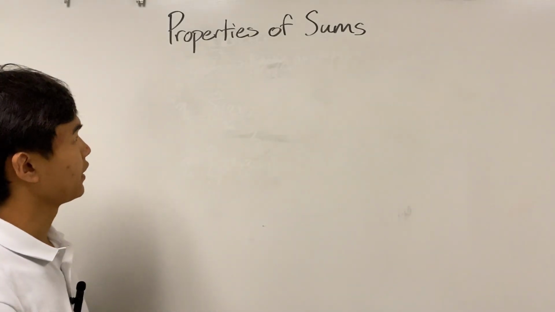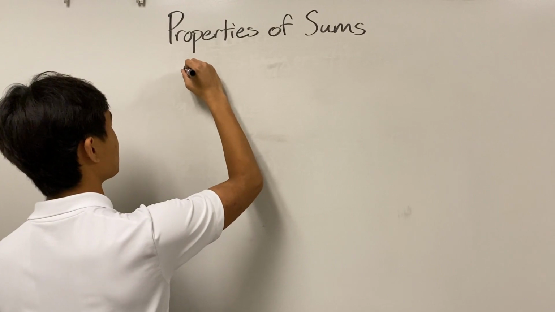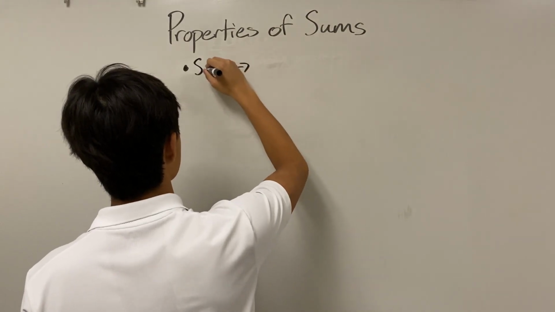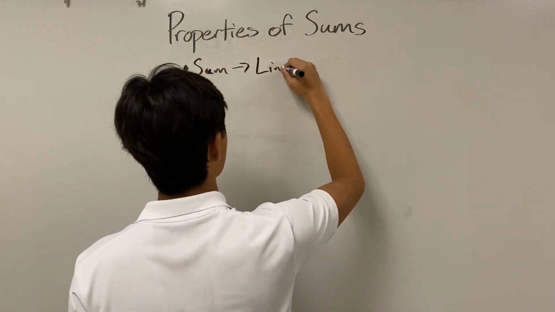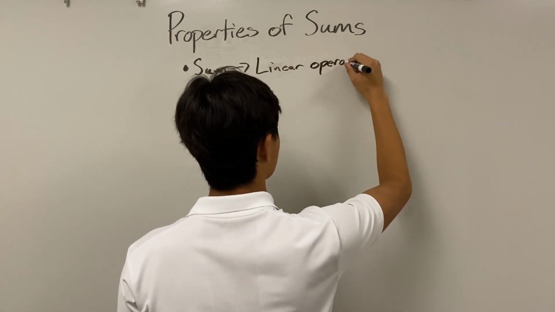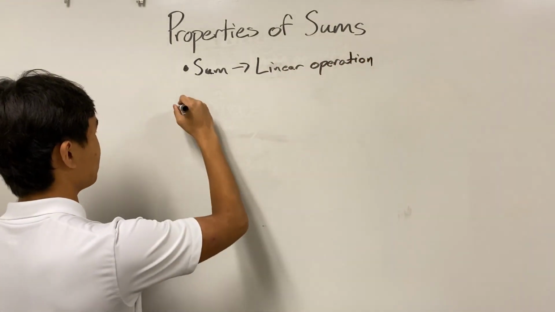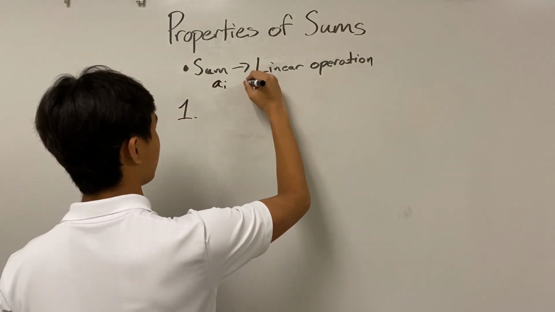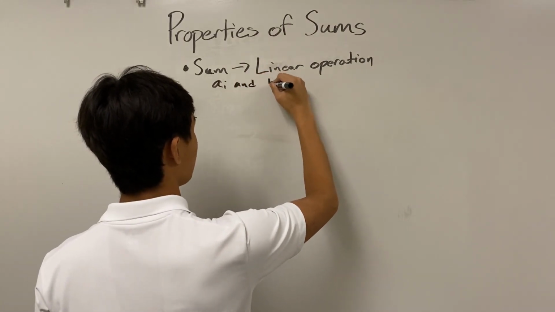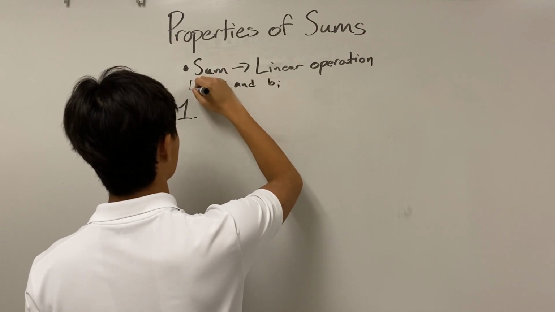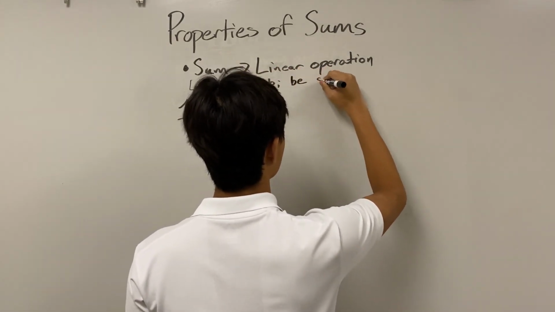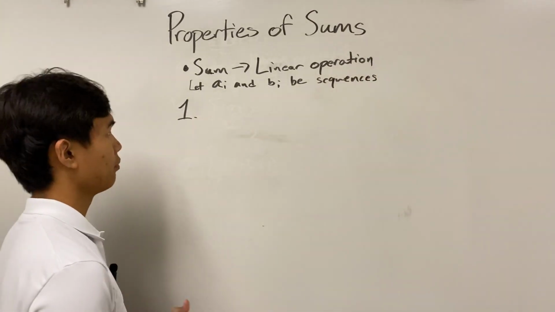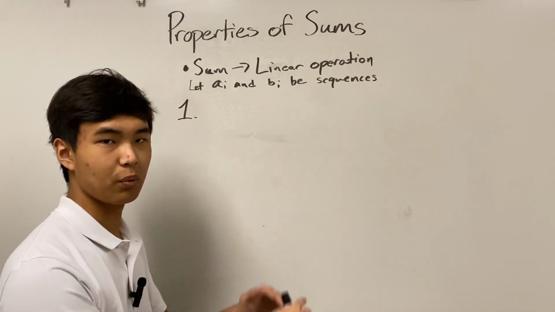We're going to talk about some properties of sums. And the most important thing to know is that a sum is a linear operation. So this lets us do stuff like, here, we'll let a of I and b of I be sequences, because when you're doing a sum, you sum according to a sequence, which is whatever is inside.